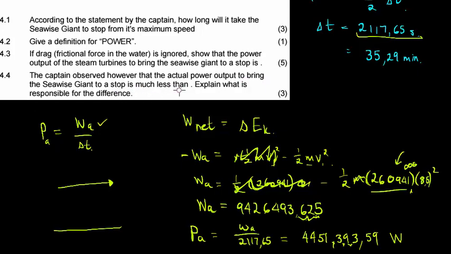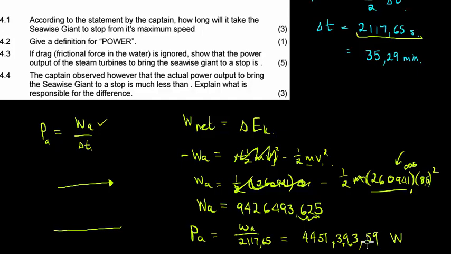Okay, but now the captain observed, however, that the actual power output to bring the sea-wise giant to a stop is much less than that. Explain what is responsible for the difference. So this is the calculation that we should have used. This is what the engine should put out. But when he goes and looks at the dials, he sees, no, it's using much less than that. Why is the actual power used less than the calculated value, do you think?